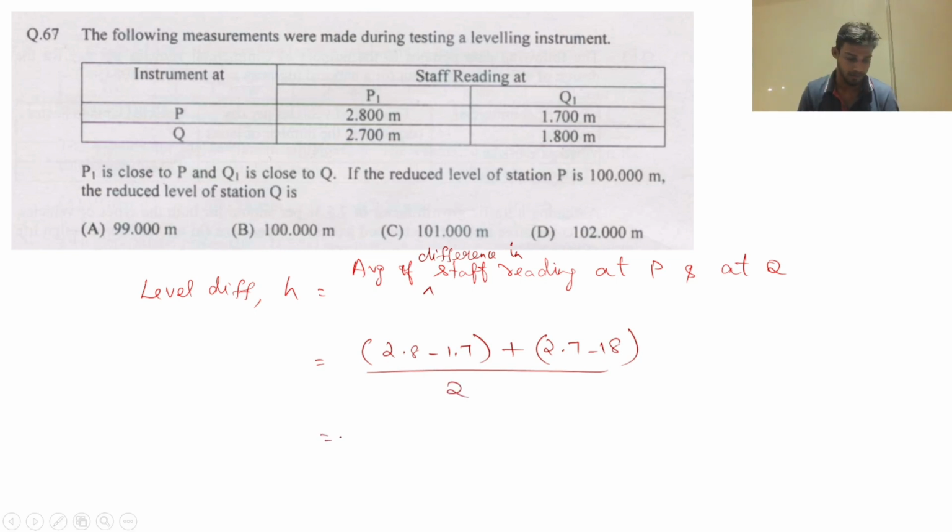Calculate. 0.8 plus 0.7 divided by 2. So the answer is 1. So the level difference is 1. Now the reduced RL of Q is equal to RL of P plus level difference. So that means 100 plus 1 is 101 meter. Option C is the right answer.